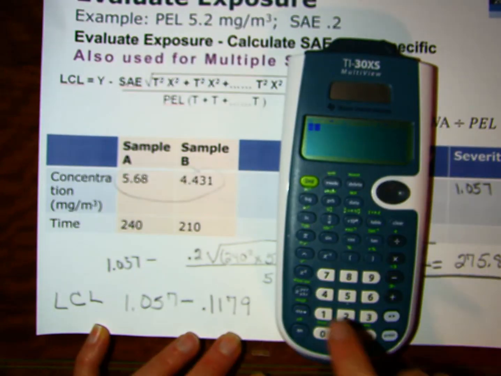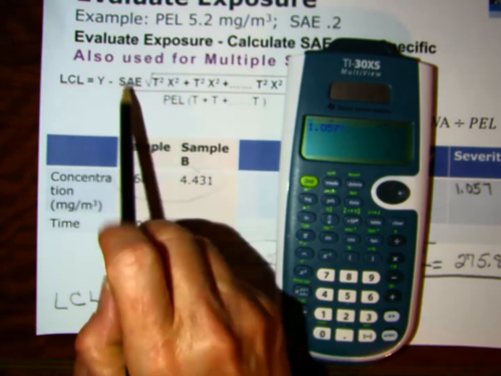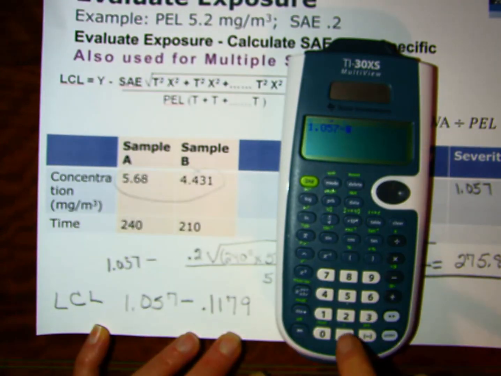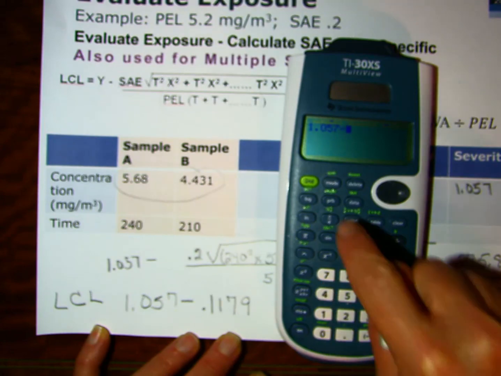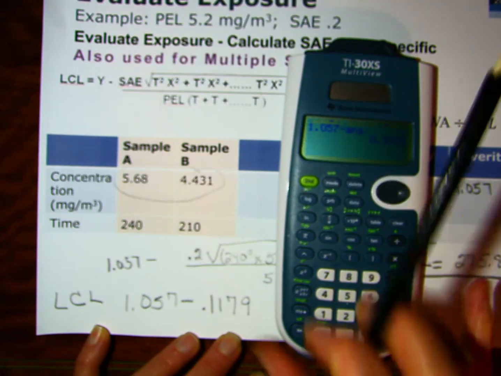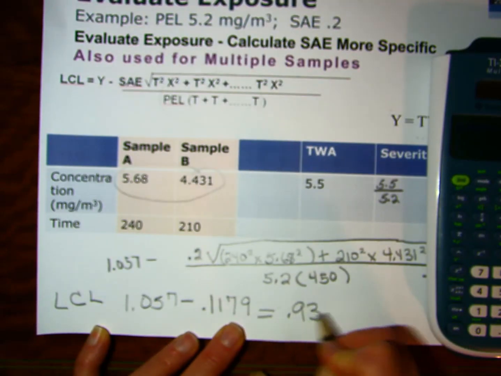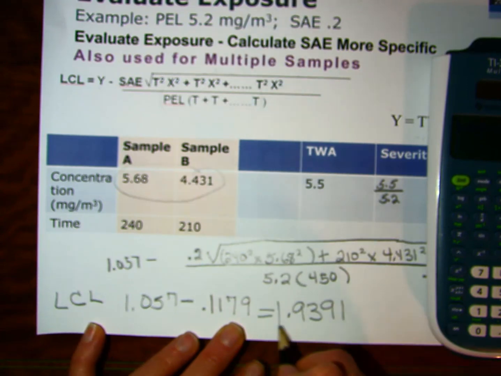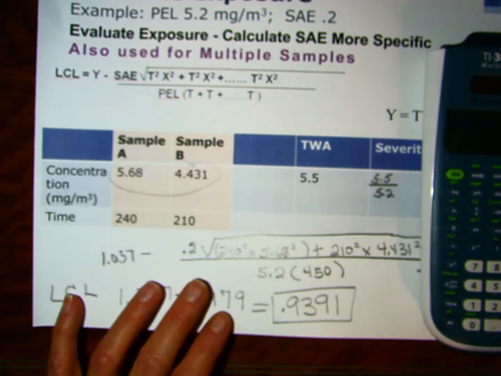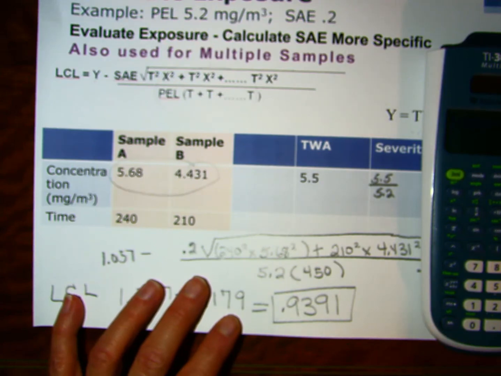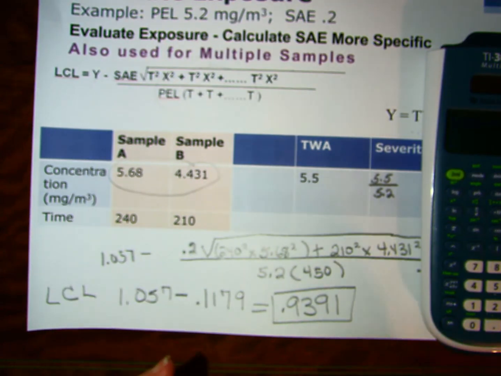So I take 1.057, which is our severity, and I'm going to subtract that from this calculated value. That gives me an answer of 0.9391. Because our lower confidence limit fell below 1, fell below the line, I can be 95% confident that the person is in compliance. They are not overexposed.